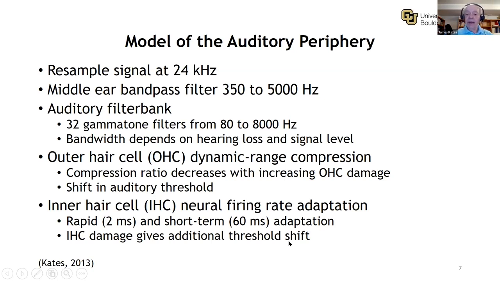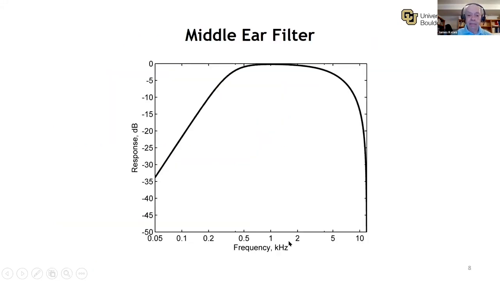There's the effects of the middle ear, the ossicles in the ear. We have an auditory filter bank to provide frequency analysis. We have mechanical motion mediated by the outer hair cells in the cochlea. And then we have the conversion of mechanical motion to neural firing that's mediated by the inner hair cells. And I'll show you some pictures as to what we've done.